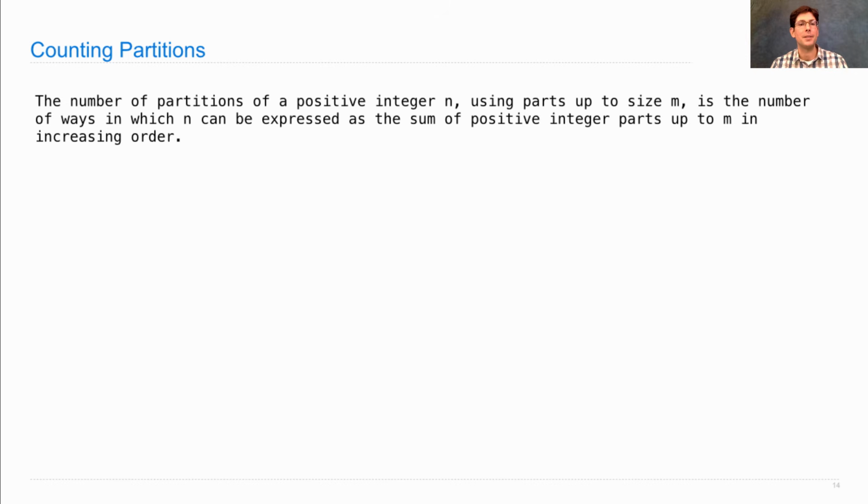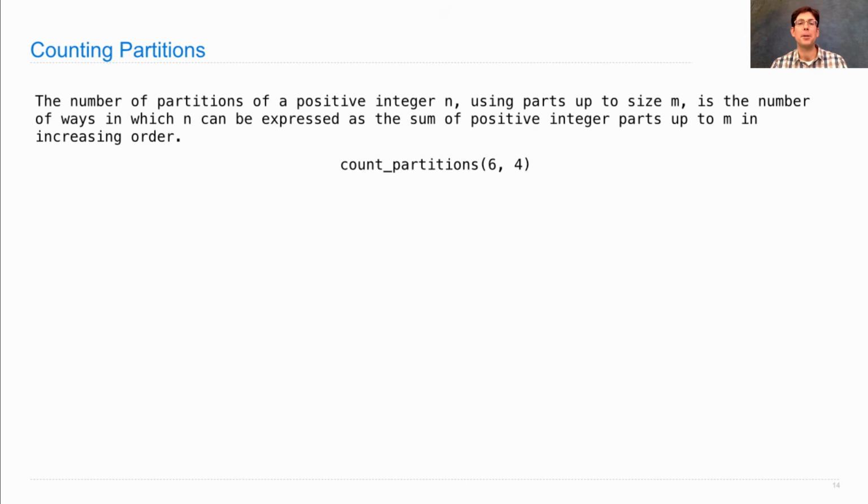What is that? Well, the number of partitions of a positive integer n, using parts up to size m, is the number of different ways in which n can be expressed as the sum of parts up to m in increasing order. Let me show you an example.